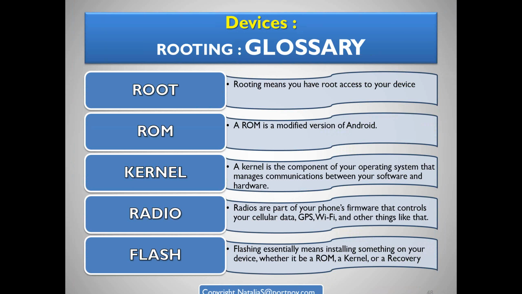So you're also going to hear about the radios. Radios are part of your phone firmware, and they control your cellular data, GPS, Wi-Fi, and other things like this. You can sometimes find custom radios for your phone and flash them yourself, but be aware if something causes a problem. Guys, you have to understand, yes, you can do anything with your phone that you want to, but at the same time, you have to be aware.